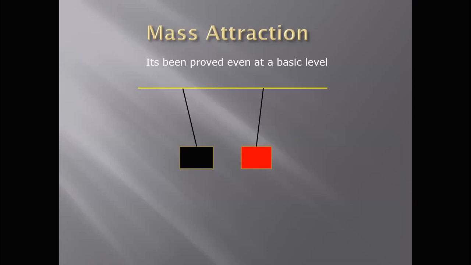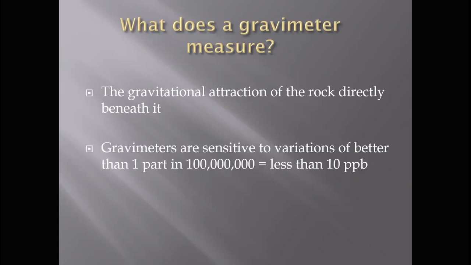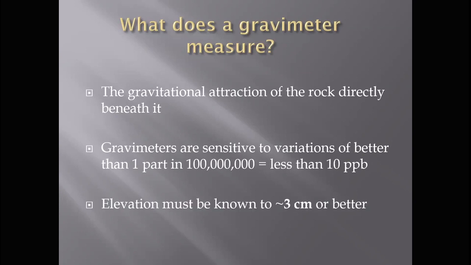which is super cooled sometimes, or just in a vacuum. It attracts it downwards if the rock is dense, or it lets it go up a little bit if the rock is not as dense as the background. So what does a gravimeter measure? It's essentially the gravitational attraction of the rock directly beneath it. Gravimeters are sensitive to variations of 1 part in 100 million, which is less than 10 ppb. So they're extremely sensitive instruments and very expensive.